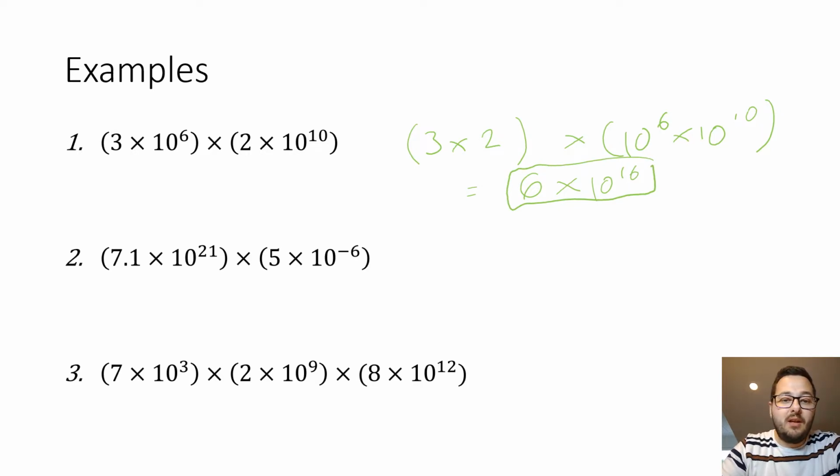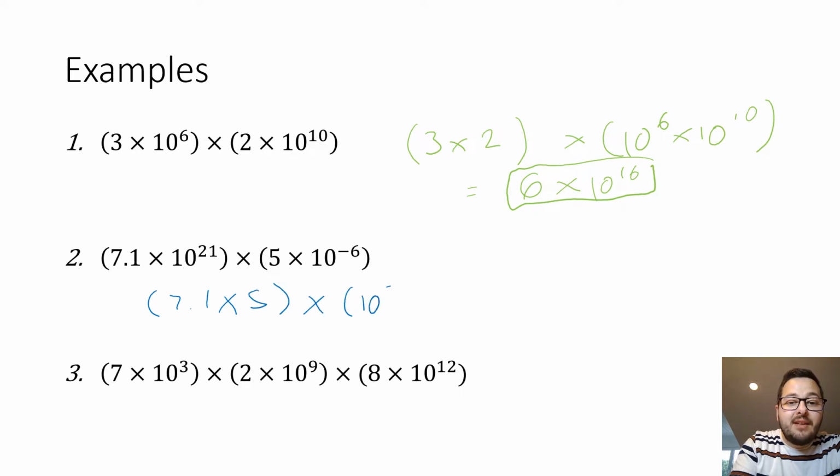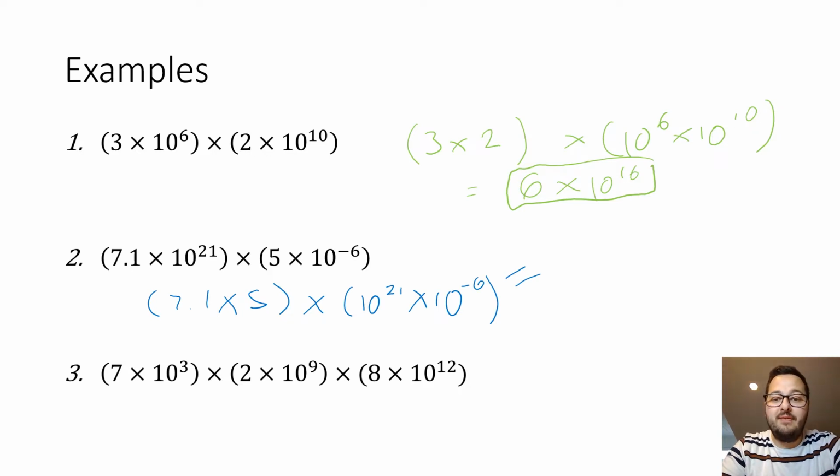Next one then, we can arrange this again. So this is going to be 7.1 times 5 times 10 to the 21 times 10 to the minus 6. So just rearranging it there. Then this can be, so let's just go up this way. So 7.1 times 5 is going to be 35.5. And then 10 to the 21 times 10 to the minus 6, add them up. 21 plus minus 6 is 10 to the power of 15.